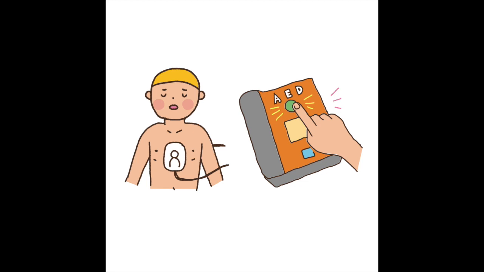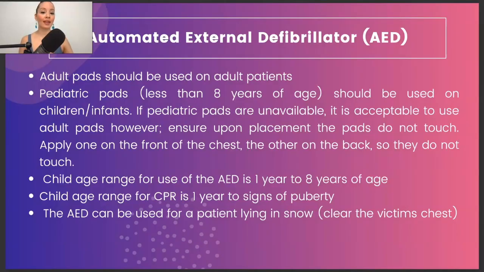The child age range for the use of AED is 1 to 8 years of age, and child age range for CPR is 1 year to signs of puberty. The AED can be used for a patient lying in snow. You want to, again, clear the victim's chest, and if it's wet at all, you want to wipe it down.